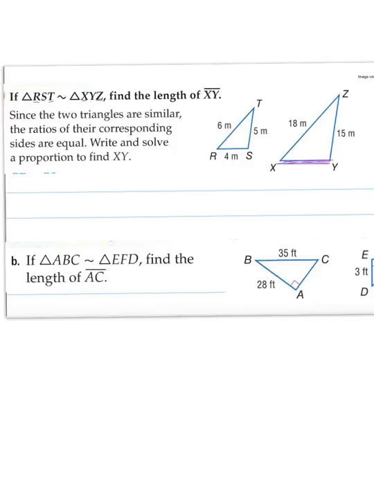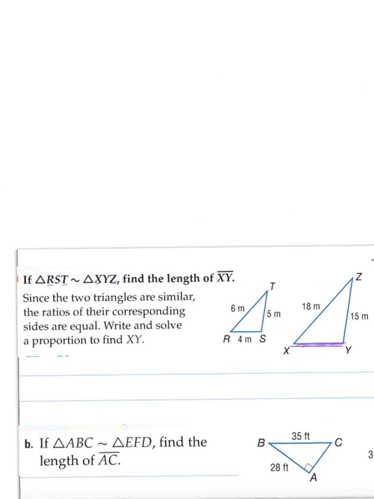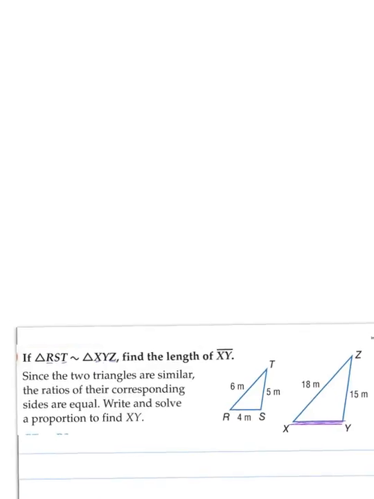Okay, so since the two triangles are similar, the ratios of their corresponding sides are equal. So we have to write and solve a proportion. What that is saying, like we did on the last slide where we found those ratios and they were the same, that's what we're looking for here. So first we have to write a proportion. I'm going to move this down. We're going to work up above so I have enough room.